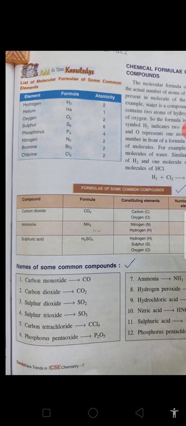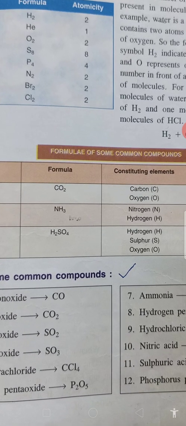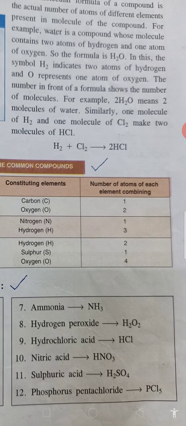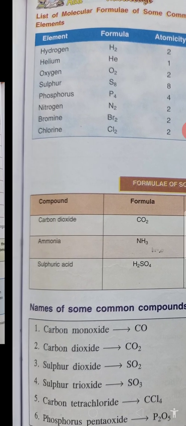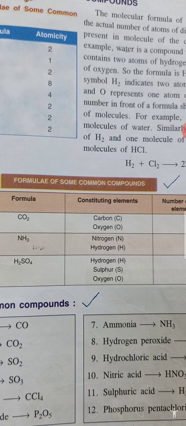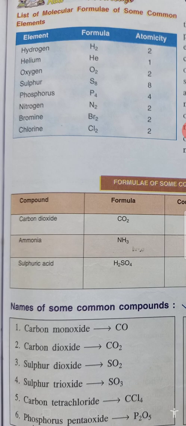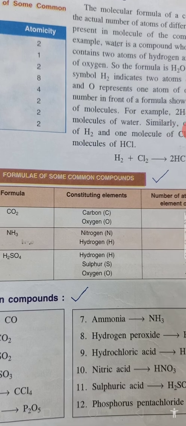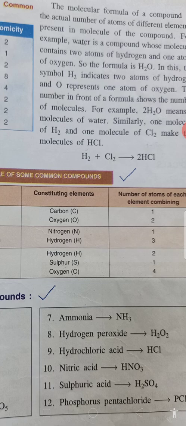Now children, we have some formulae of some common compounds. Carbon dioxide, the formula is CO2, and it is made up of carbon and oxygen; the number of carbon atoms in carbon dioxide is 1 and of oxygen is 2. Then the next is ammonia. Ammonia is NH3, with one atom of nitrogen and three atoms of hydrogen. Sulfuric acid has the formula H2SO4, which means it contains hydrogen, sulfur and oxygen: two atoms of hydrogen, one atom of sulfur and four atoms of oxygen.